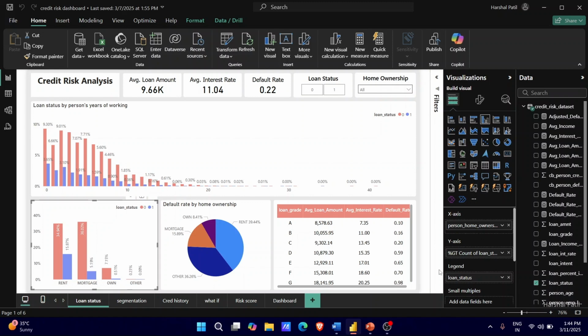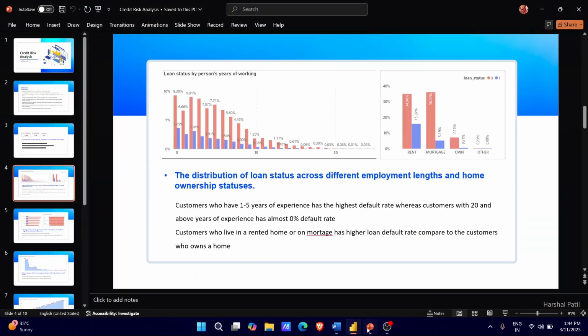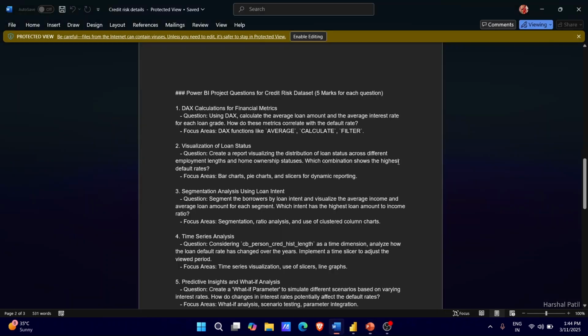count of loan status. So from that, what we found is the customers who have 1 to 5 years of experience have the higher default rate, whereas customers with 20 years and above experience have almost zero default rate. Customers who live in rented homes or on mortgage have a higher loan default rate compared to the customers who own a house. On to the next one.